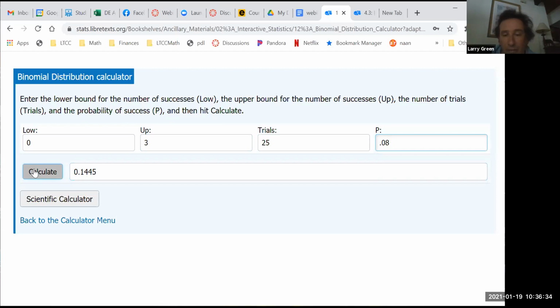Any questions? And there we go. So there's an 86% or so chance that if you select 25 people at random, at most 3 will be left-handed. Any questions at all on how these work?